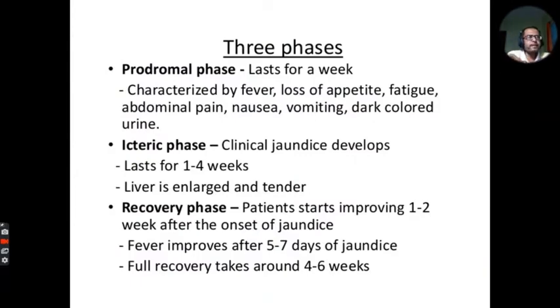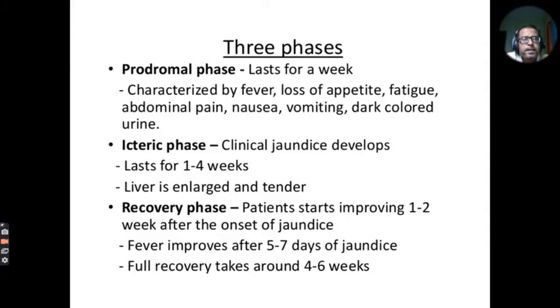So this hepatitis A type of infection occurs in 3 phases. Prodromal phase. This prodromal phase lasts for a week after the beginning of this infection of hepatitis A type. The first phase is the prodromal phase, which lasts for a week, and this phase is characterized by fever, loss of appetite, fatigue, abdominal pain, nausea, vomiting, and dark colored urine.